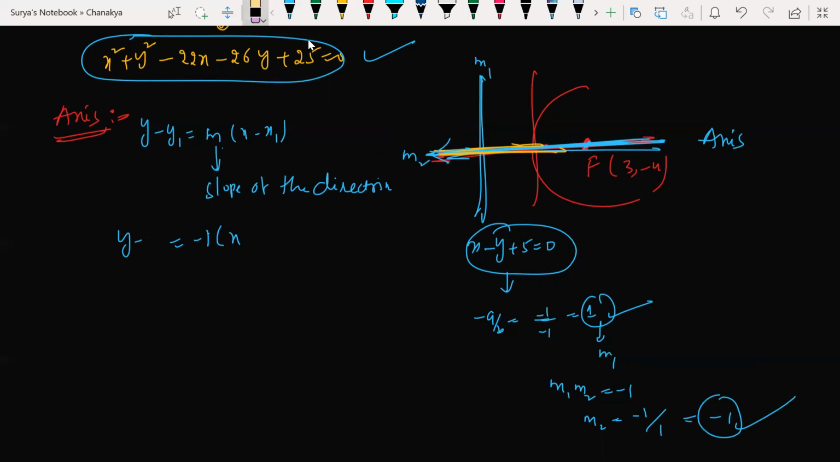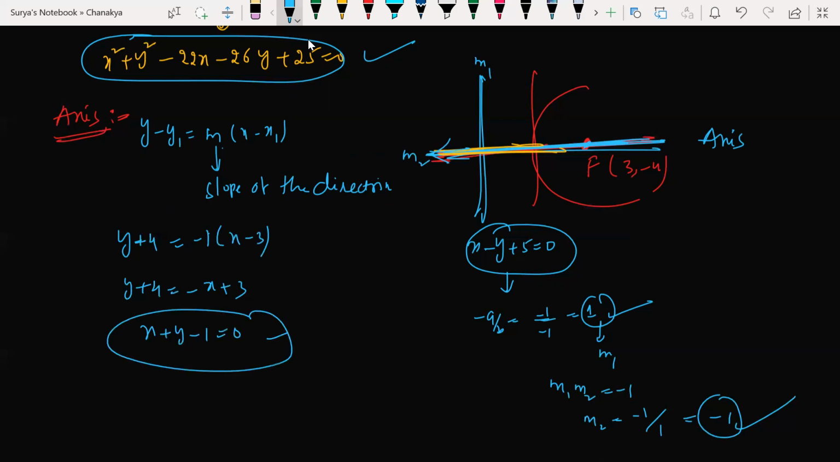y minus y1. Y1 point is given what? 4 minus into minus plus 4. So x minus x1. Solve this. Y plus 4 is equal to minus x plus 3. So x plus y minus 1 is equal to 0. Hope it is clear.